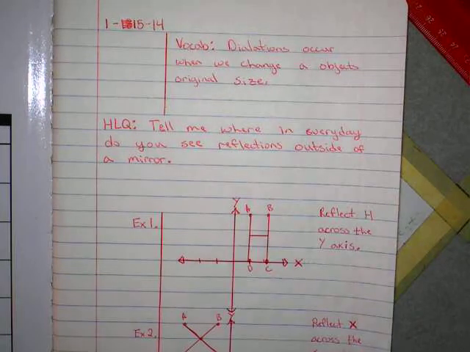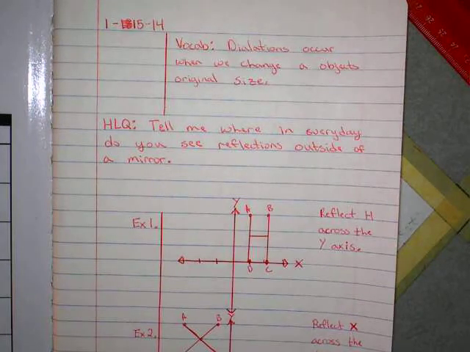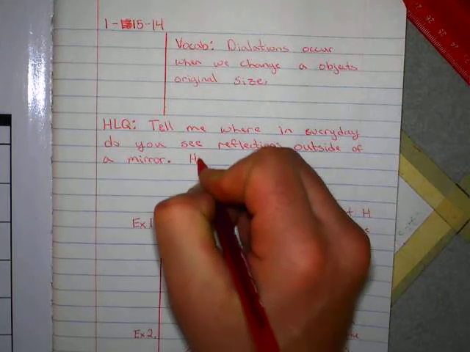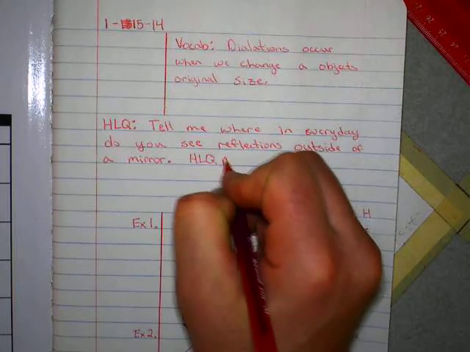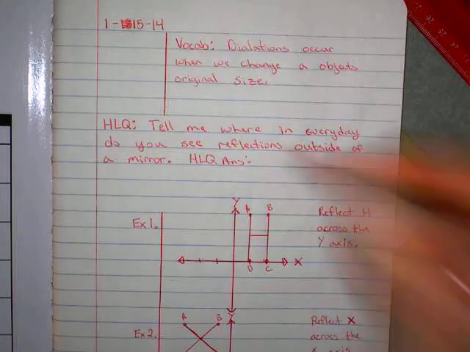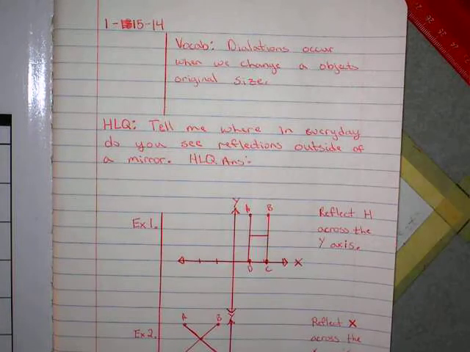Now, notice I left a couple spaces right there so that the HOQ answer can go right underneath it. You want to write HOQ answer like so, and then fill in, or you can just continue writing from right there. Either way is acceptable. Okay?